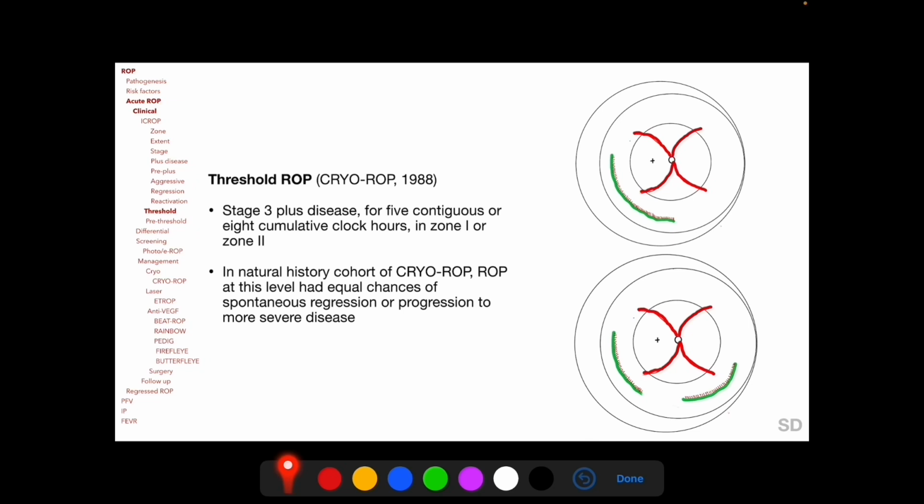The severity of the disease was called threshold ROP because in the natural history cohort of the CRYO-ROP study, ROP at this level had equal chances of either spontaneous regression or progression to more severe disease. This definition of threshold ROP is very important to remember.